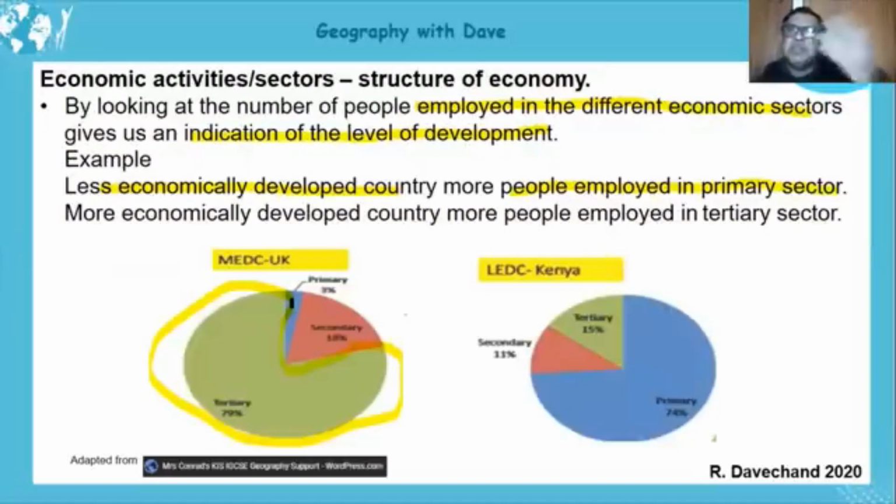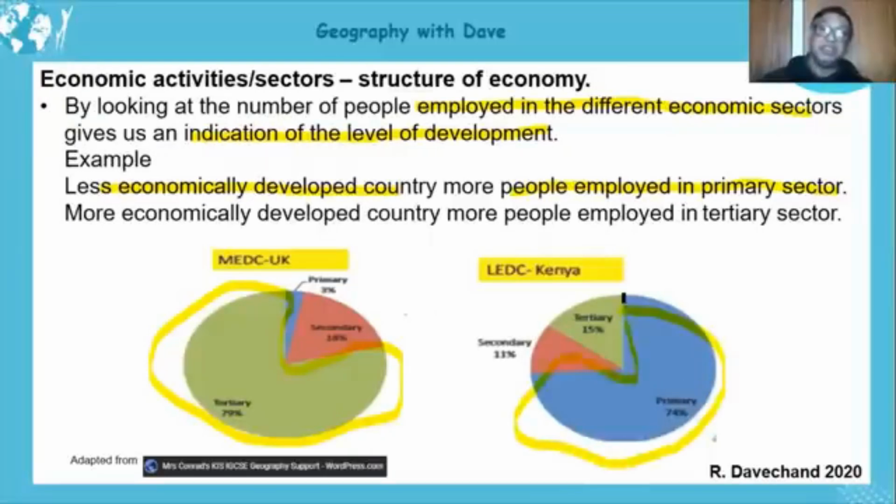You understand, raw materials may be exported because most people are employed in the, I do apologize for that. What am I looking at here? I'm looking at this one and not the UK. My apologies. I'm looking at Kenya here. Most of them are employed in the primary sector. But look at the UK. Let's get back to this one.